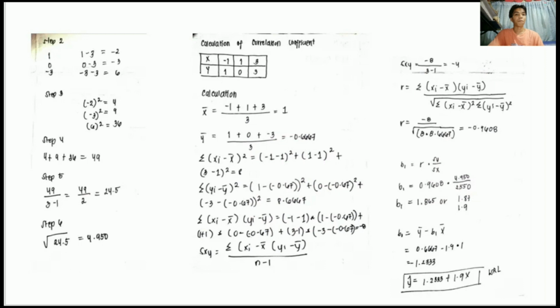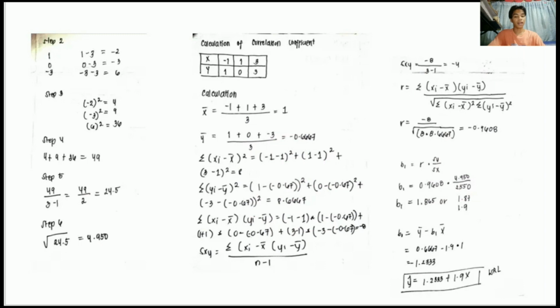For our b1, we need to multiply our r by sy over sx. So b1 will be equal to 0.9608 times 4.950 divided by 2.550, which will be equal to 1.865 or 1.9. It can be 1.87 or 1.9 depending on the decimal places.